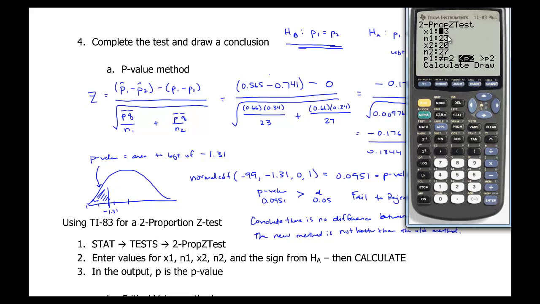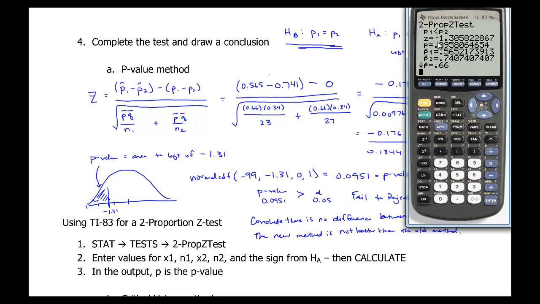So our numbers are already in here. Our first sample had x equals 13 and n is 23. Second sample had x is 20 and n is 27. Okay, down here, our options, we wanted the new method, P2, to be better than the first method, so we used this sign. The P1 would be less than P2, and then we can go down and calculate.